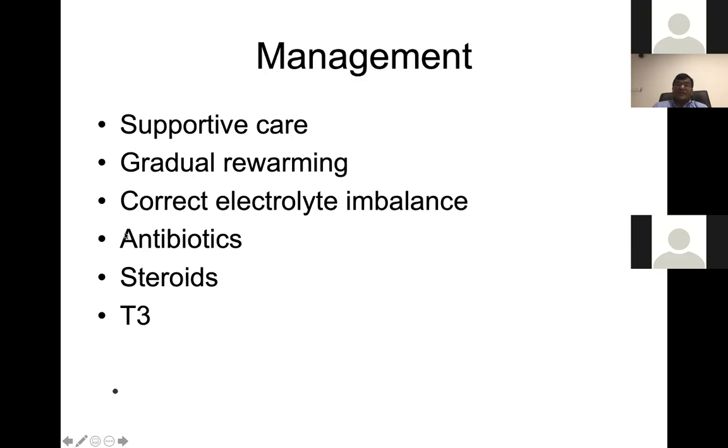If there's the slightest doubt or if the patient is very ill, give empirical antibiotics, because they might have aspiration pneumonia and so on. And usually we don't take a chance. We will give them steroids, and T3 is the preferred treatment for myxedema coma. But in our setting, we don't have intravenous T3, so we will tend to use T4 through an NG tube.